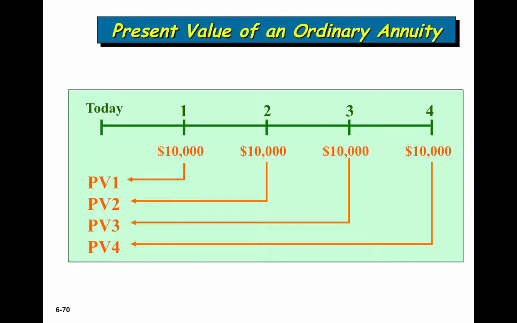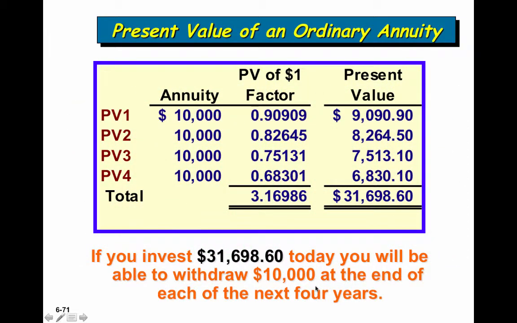So here's a pictorial depiction of what we're doing. We need to determine, first of all, if we want to withdraw $10,000 at the end of period 1, what's the present value of that? What's the present value of the $10,000 we want to withdraw at the end of period 2 and 3 and 4? So here we see, again, the long way to do it. Take each one of those individual amounts and determine the present value of each one of them and then sum them to get the $31,699 that the present value comes up to.